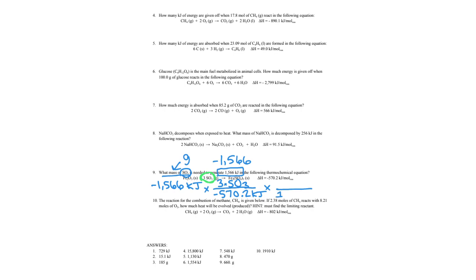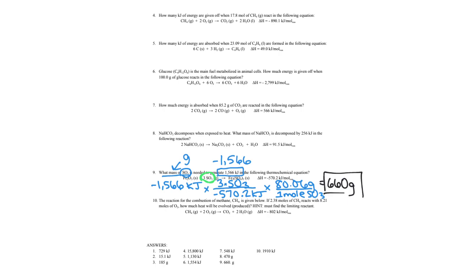Now the question's asking me to solve for the number of grams, right? So for every 1 mole of SO3, I do need to find the molar mass of SO3, which is 80.06 grams. That gets me from units of kilojoules to units of grams. I can multiply by the top numbers and divide by what's on the bottom. That's going to give me an answer of 660 grams as my final answer.